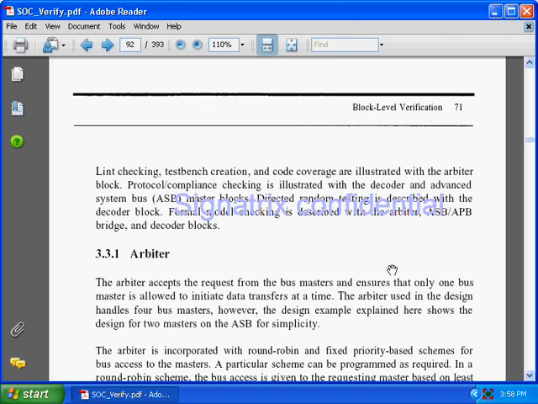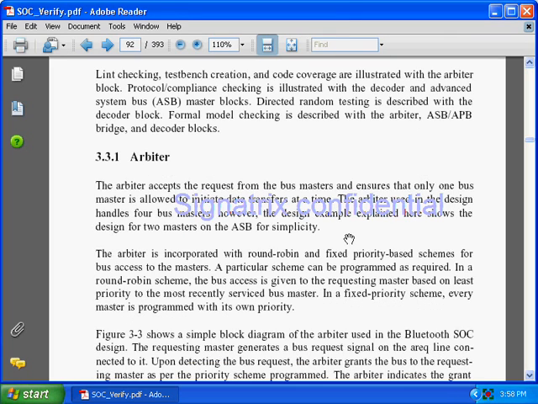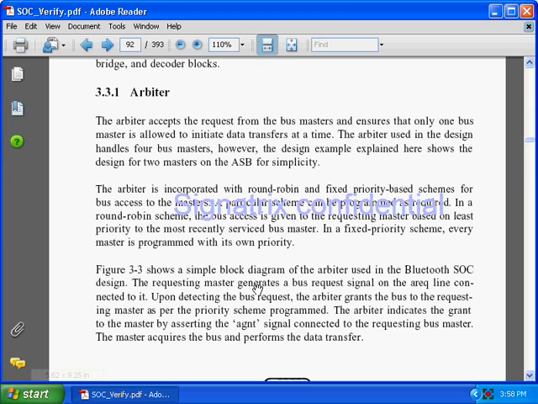Doing the code coverage for that. Okay, so we'll see one by one. So what is an arbiter? So we know the basic fundamental of an arbiter, right?